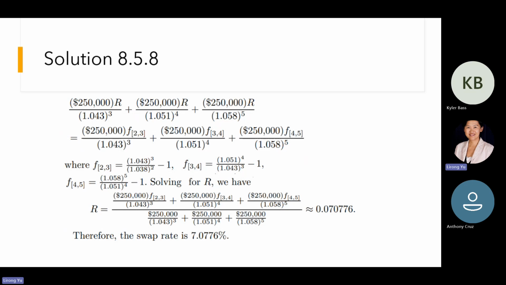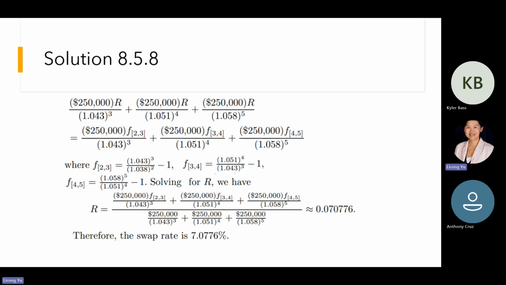So you need a forward floating rate for 2 to 3, 3 to 4, and 4 to 5. And then those are being calculated right here. And then we put it into the calculation to solve for the R. In the first line of the equation we saw, we put the R, it's going to be a division. See that division, we find out the swap rate equals 7.077%. Any question? That's support.